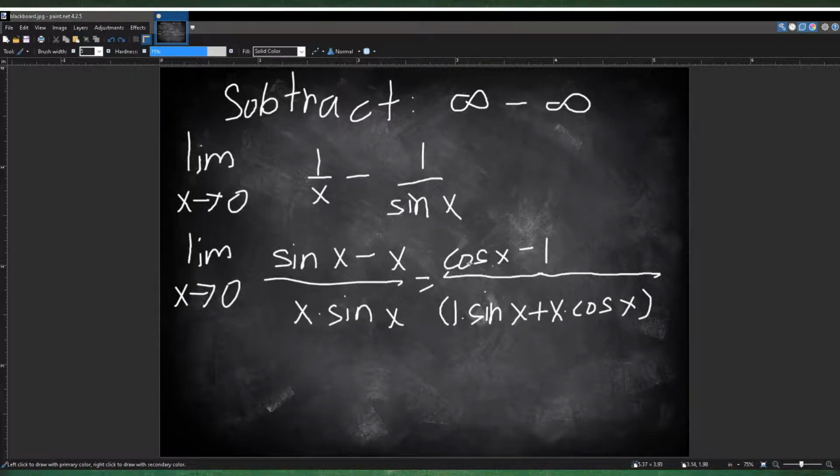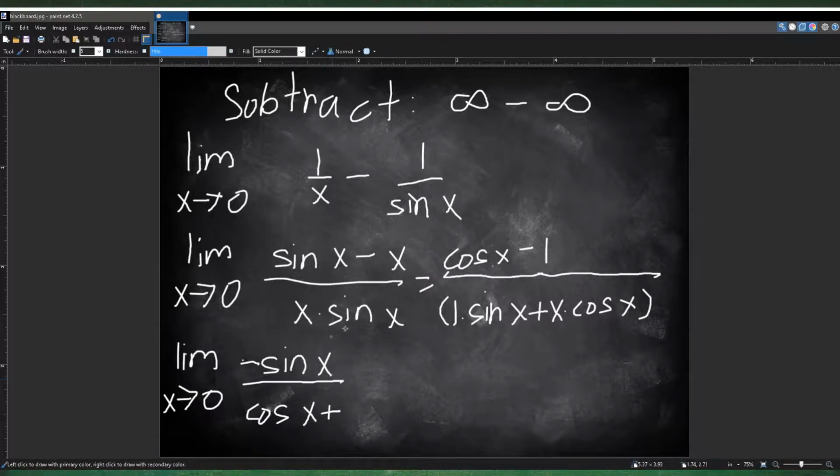The derivative of cosine of x minus 1 is basically just negative sine of x. So the limit as x approaches 0. You always have to keep the limit so we know it's a limit. The derivative of cosine of x is negative sine of x, divided by the derivative of the bottom. The derivative of sine of x is cosine of x. And we have the product rule again, x times cosine of x. So we have the derivative of x, which is 1, times the original function, which is cosine of x.